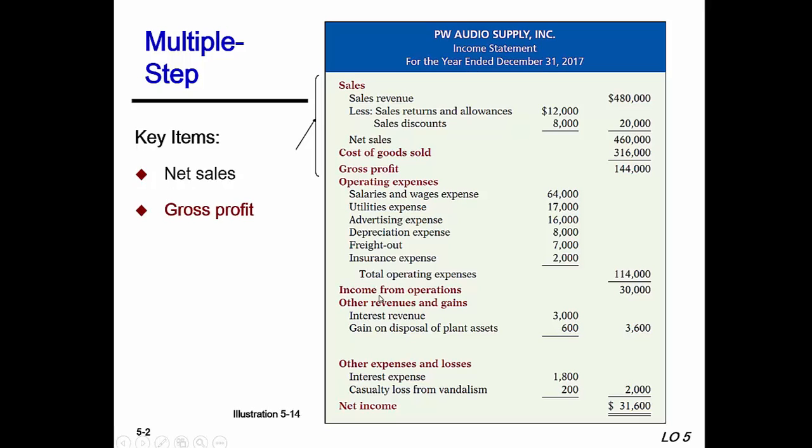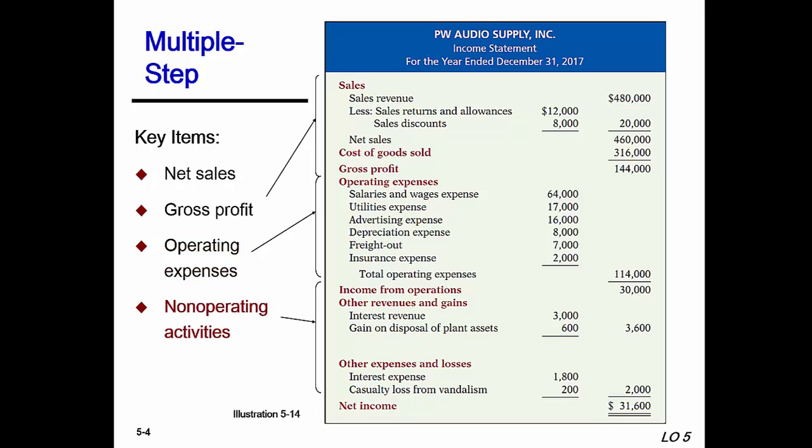And following gross profit, you'll list all of your operating expenses, or you may just have a one line item that indicates the total of operating expenses. For example, operating expenses $114,000. Following that, you'll get a subtotal called income from operations. Income from operations is gross profit minus operating expenses.